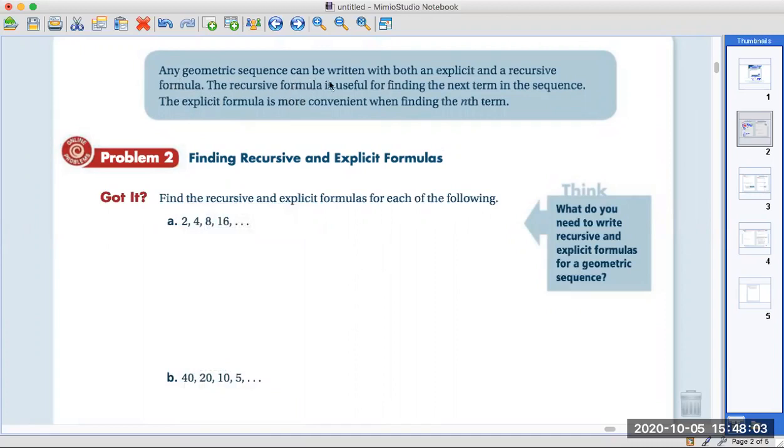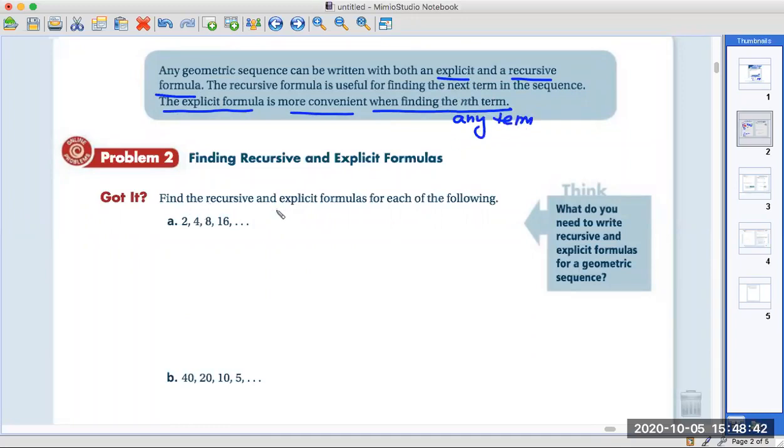Any geometric sequence can be written, only if it's geometric by the way. If there's no connection with the numbers, then you can't do any of this stuff. But if it is geometric, you can write it as an explicit or also recursive formula. The recursive formula is useful for finding the next term. I'm not paying a whole lot of attention to that. I'll show you one example in the sequence. The explicit formula is more convenient when finding the nth term, which is any term.